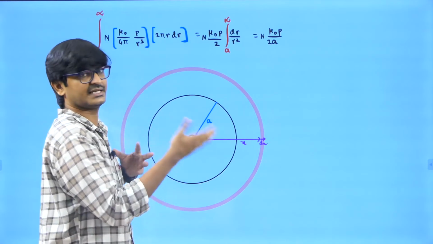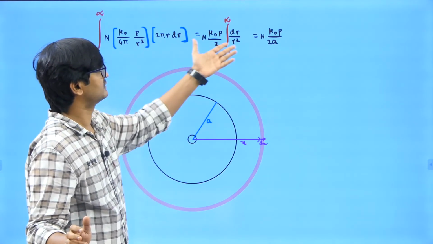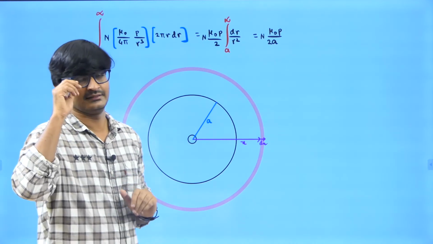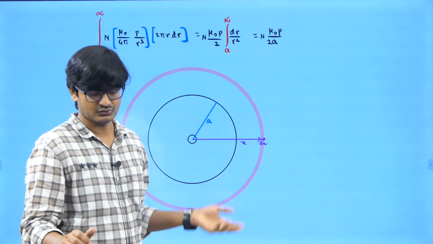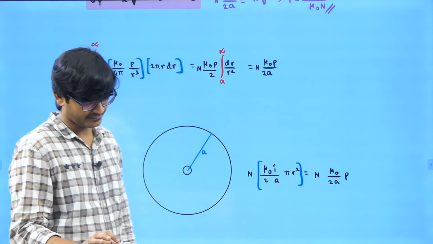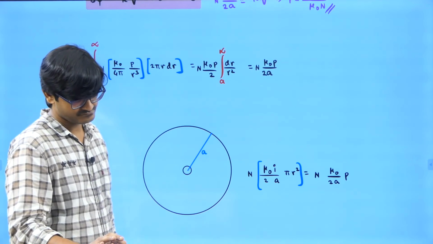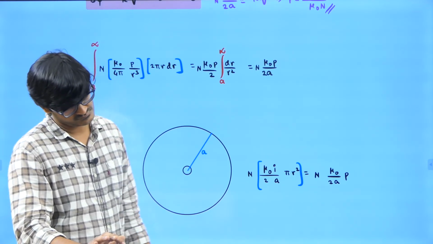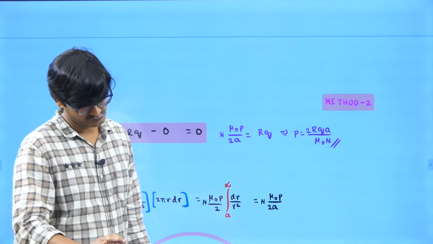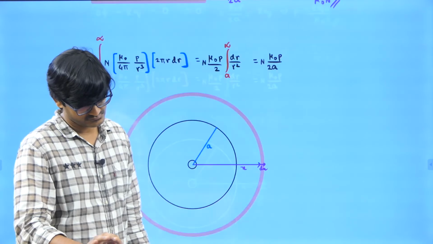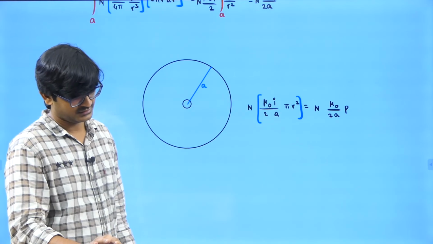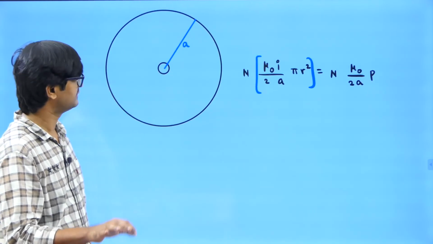Now how many such loops are there? N such loops are there. So anyway, you can find it, which will turn out to be n into mu naught p by 2 times of A. But that integration is going to be so complicated, but we could have avoided that. How could we have avoided that?